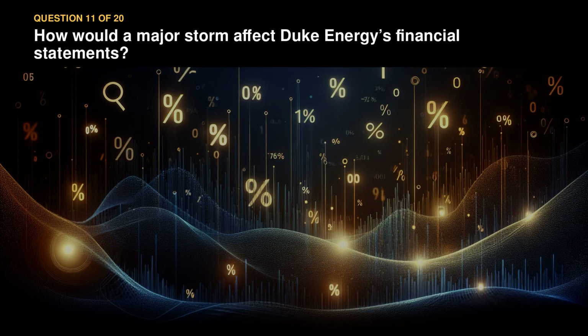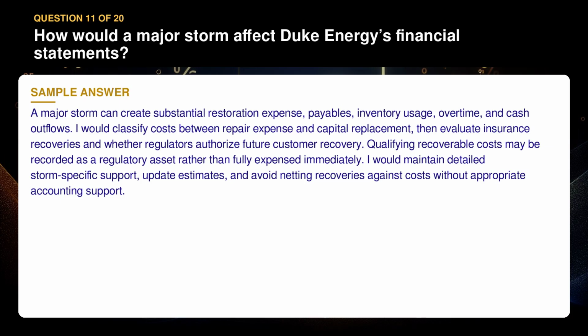Question 11. How would a major storm affect Duke Energy's financial statements? A major storm can create substantial restoration expense, payables, inventory usage, overtime, and cash outflows. I would classify costs between repair expense and capital replacement, then evaluate insurance recoveries and whether regulators authorize future customer recovery. Qualifying recoverable costs may be recorded as a regulatory asset rather than fully expensed immediately. I would maintain detailed storm-specific support, update estimates, and avoid netting recoveries against costs without appropriate accounting support.